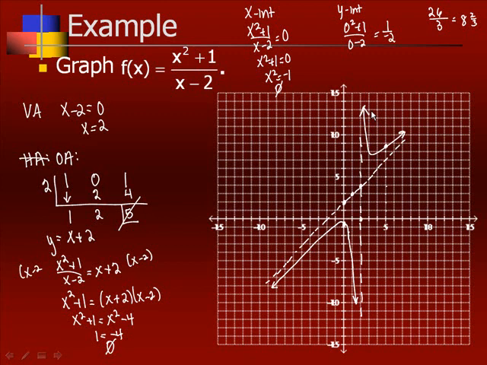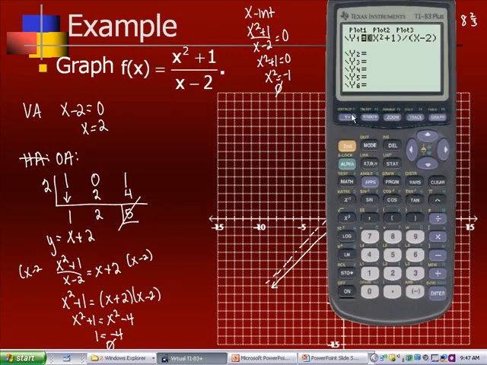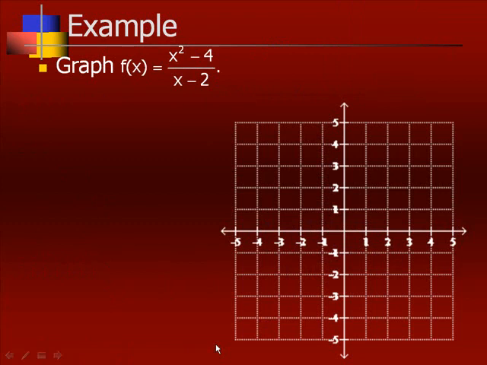Now if we wanted to check that on our calculator, we enter y equals x squared plus 1 divided by x minus 2. Let's do zoom 6 for our graph. So we get our graph that looks like this, which we've got, and it's got this one up here that we've got, so we're pretty good. Okay, you want to do one more? Let's look at this one real quick. This one's a little bit different.